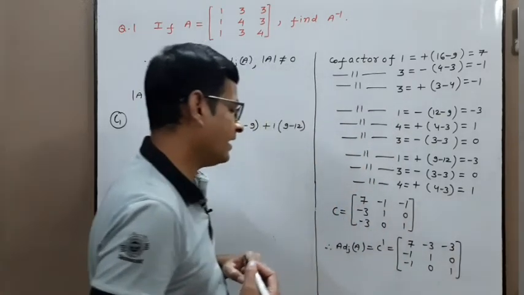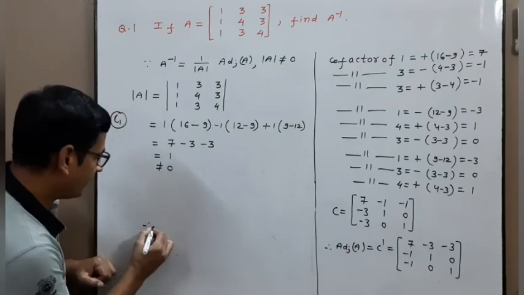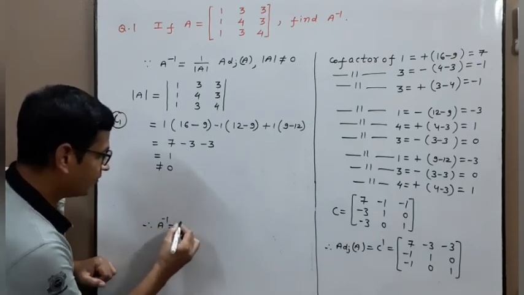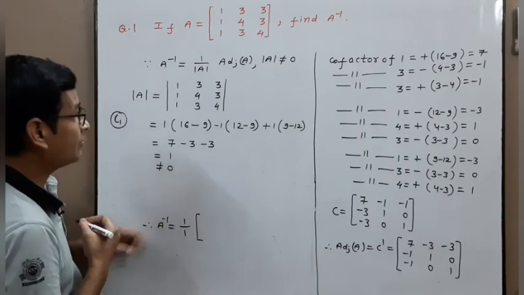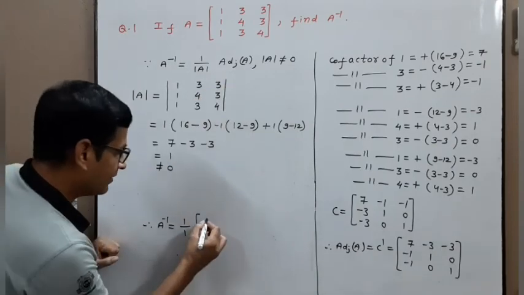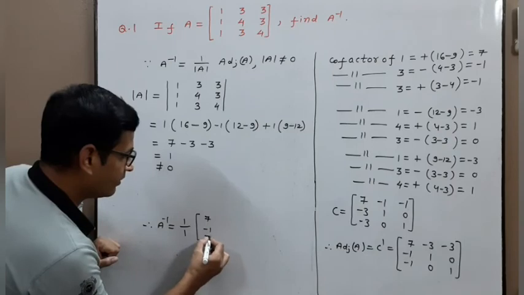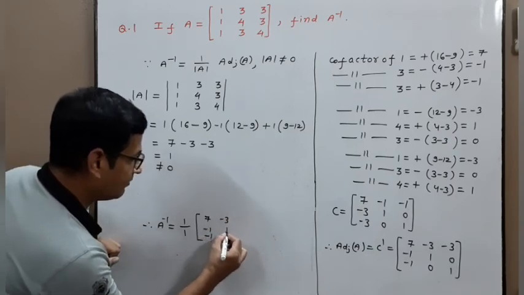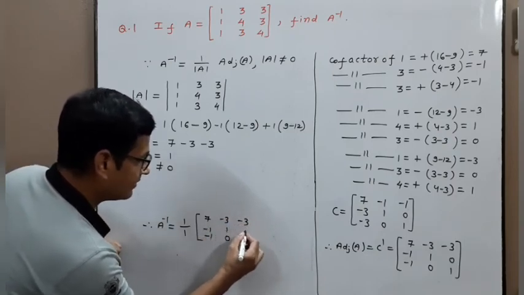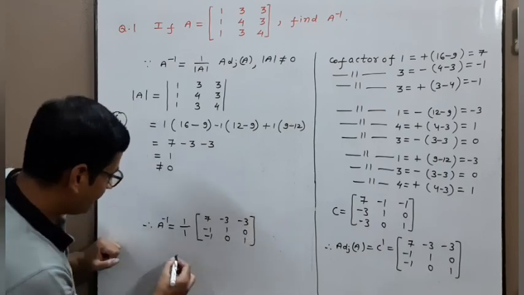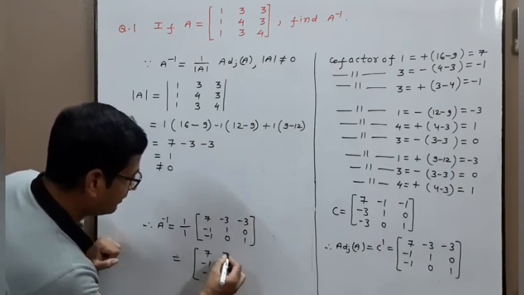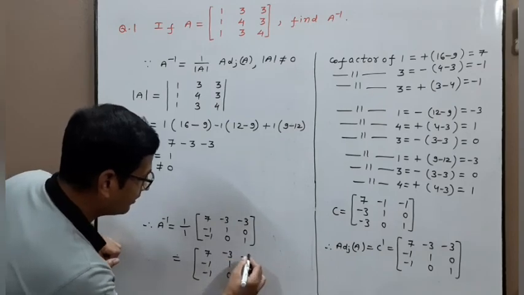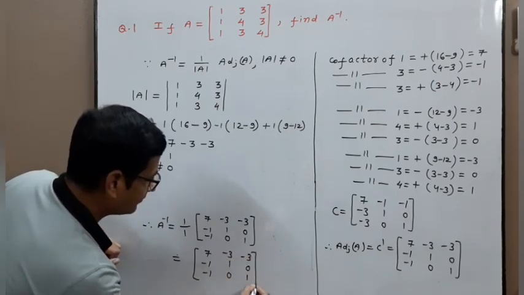Now write A inverse. So therefore A inverse is equal to 1 upon determinant A, means 1 upon 1 into adjoint A. Adjoint A means 7, minus 3, minus 3, minus 1, 1, 0, minus 1, 0, 1, so A inverse is equal to the same matrix.